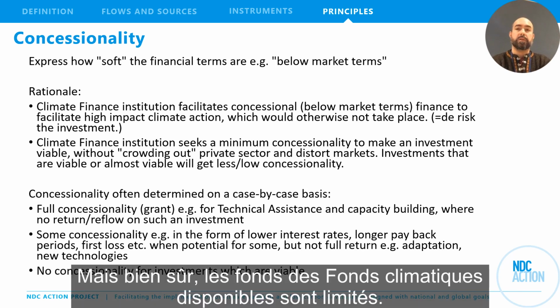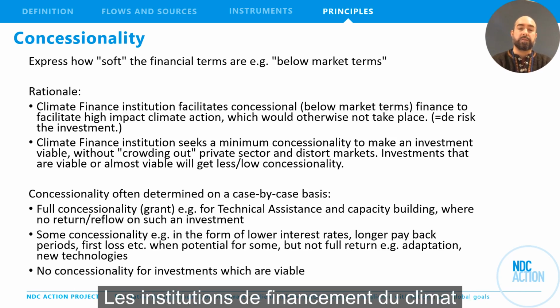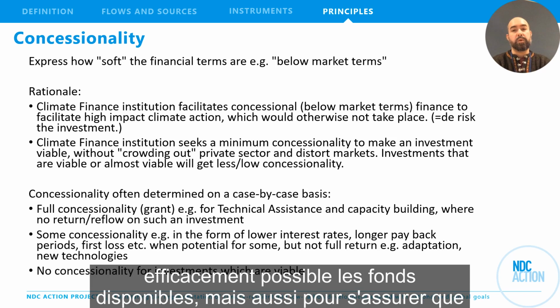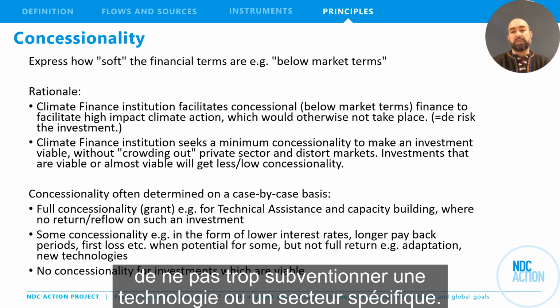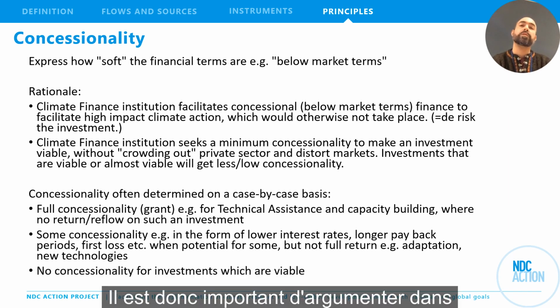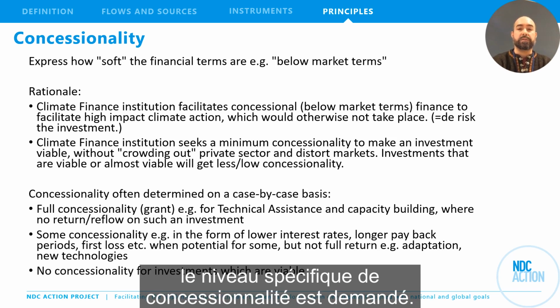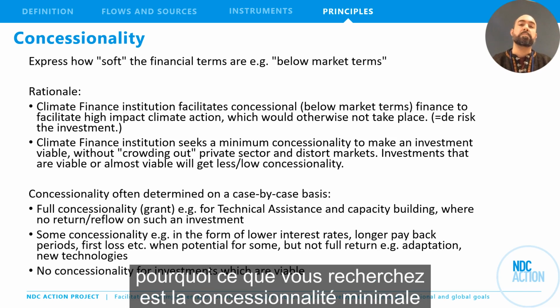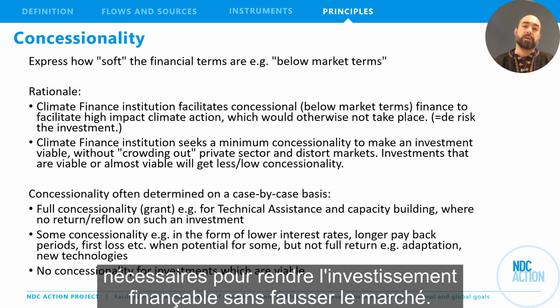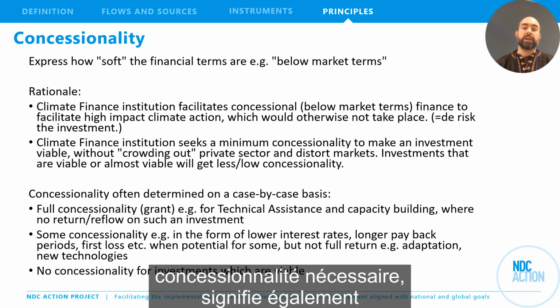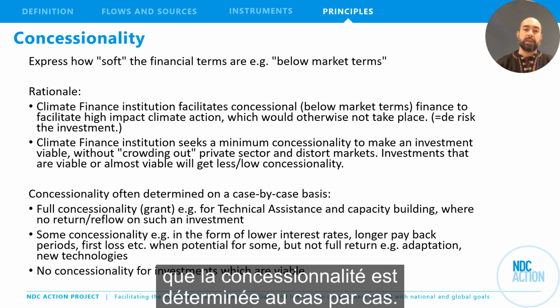But of course, the climate funds available are scarce, so the climate finance institutions also seek a minimum of concessionality, not only to most effectively use the funds available, but also to make sure that you don't over-subsidize a specific technology or sector. So it's important to make an argument in your projects or proposals about why the specific level of concessionality is requested. It's basically describing why what you're seeking is the minimum concessionality needed to make the investment bankable without distorting the market. As you show why this is the exact minimum concessionality needed, it also means that concessionality is determined on a case-by-case basis.